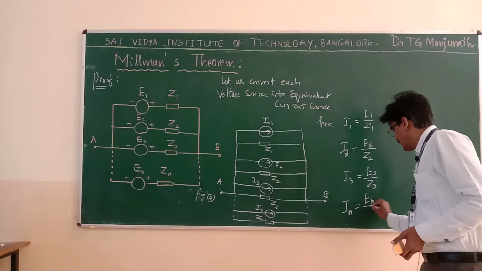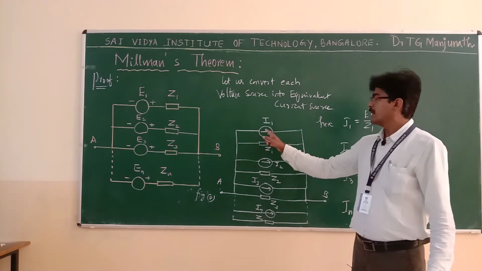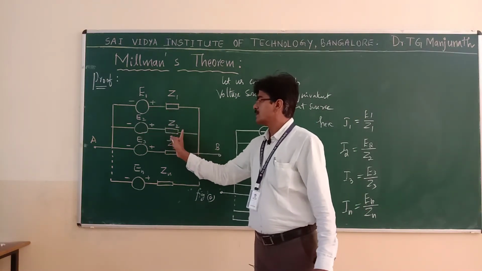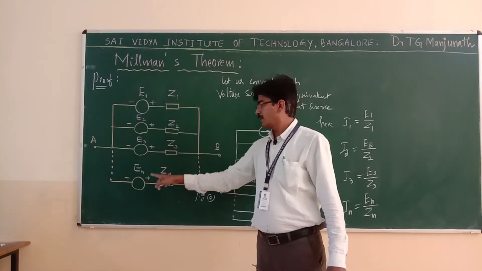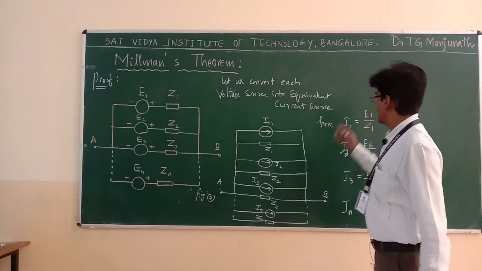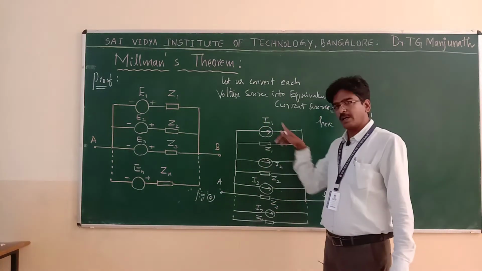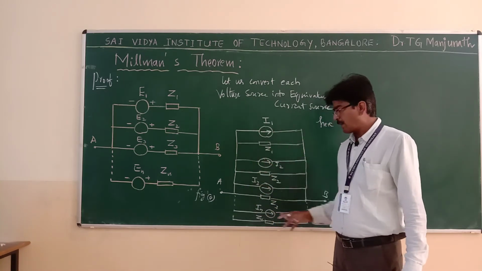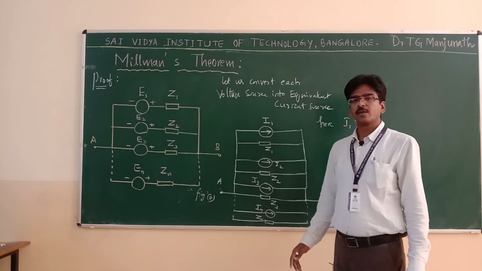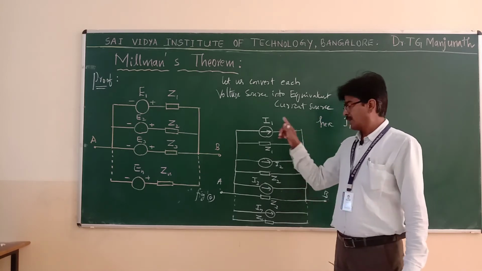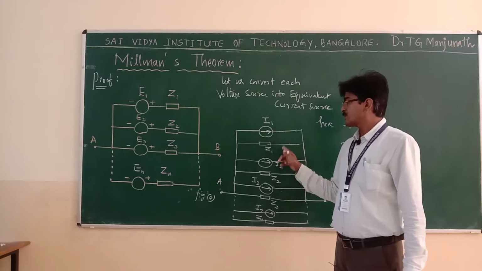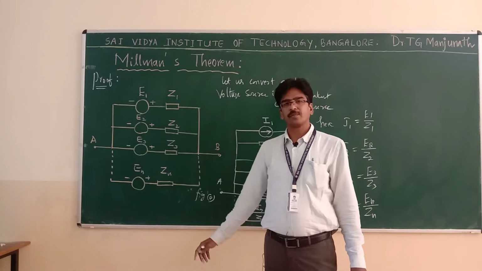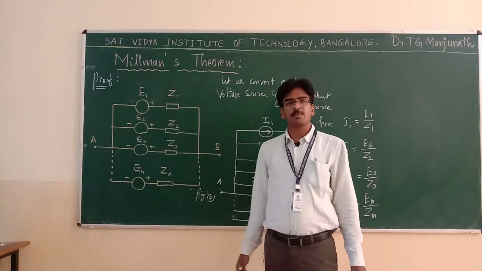Here I1 is equal to E1 by Z1, I2 is equal to E2 by Z2, I3 is equal to E3 by Z3, In is equal to En by Zn. Now, since n number of current sources are in parallel, I can convert this complete network into a single current source. If you want to simplify the network, the current sources should be in parallel. Actually, voltage sources should be in series. Then only you can simplify that part of the network.